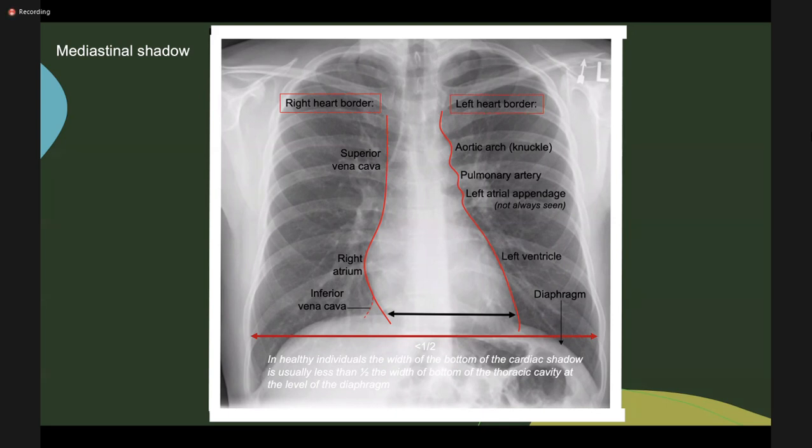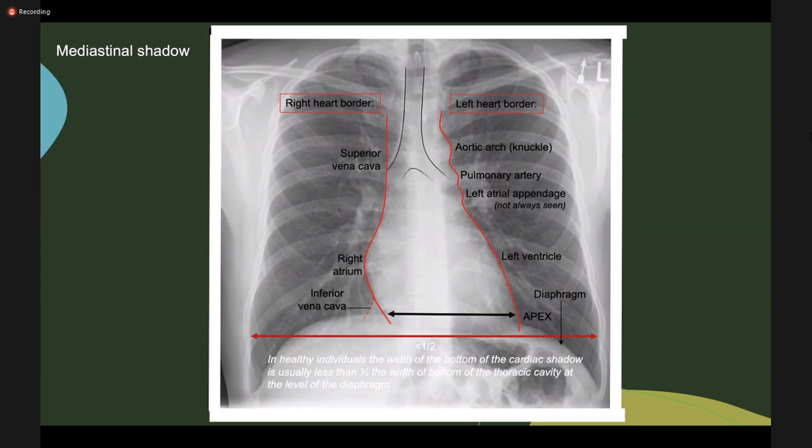So if somebody asks you to name the structures or identify the structures making the left border of the heart and the right border of the heart, you should be connected to this. It's a very frequently asked question in OSPE. Are we good?